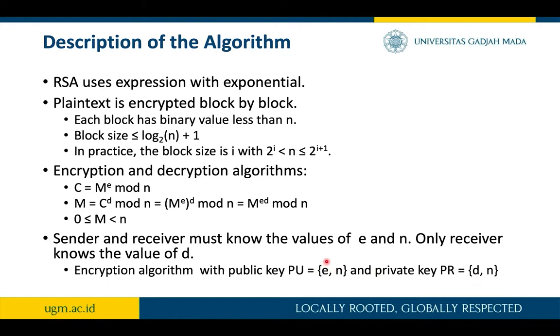In this case, the purpose of the use of the algorithm is for confidentiality, not for authentication. That's why we use the public key of the receiver to encrypt the message. Only the receiver knows the private key, which is related to the public key. That's why the message will be kept confidential until it reaches the receiver.